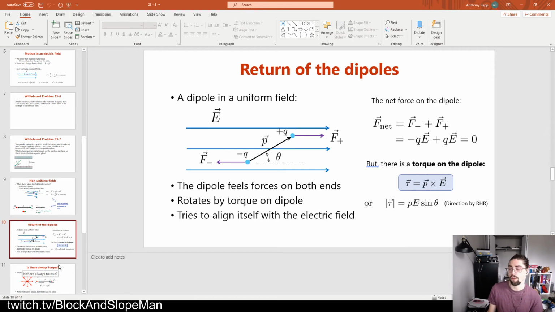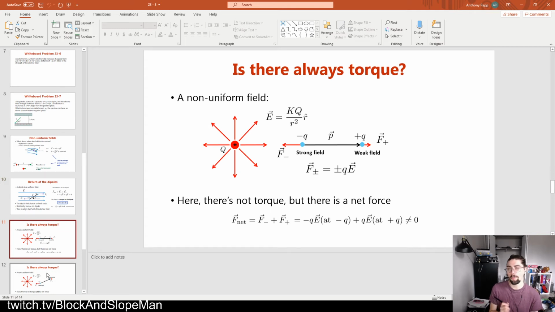So remember that another way to express the cross product is just PE sine of theta. You take an absolute value and then you figure out the direction using the right hand rule, right? My right hand. I know it's flipped on camera. So, is there always going to be a torque?